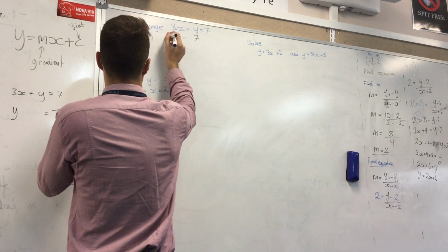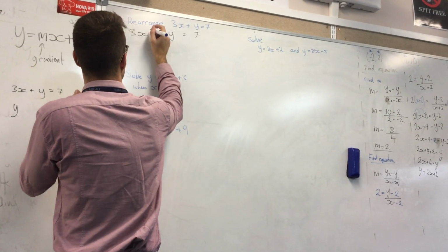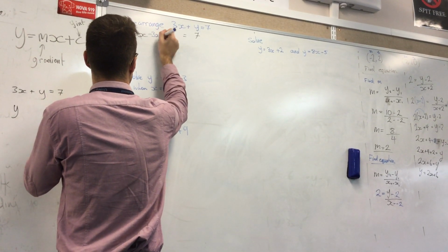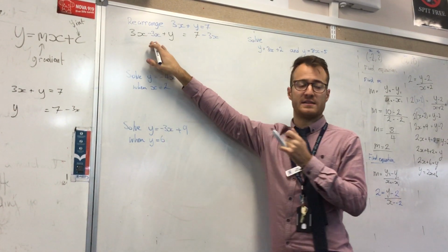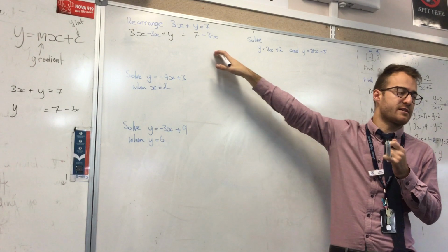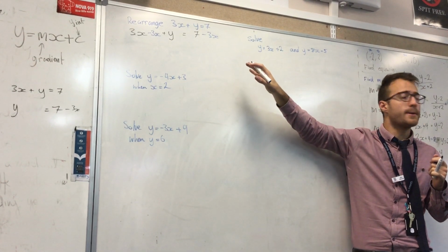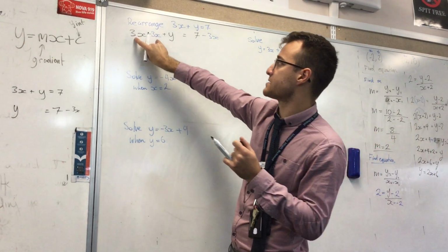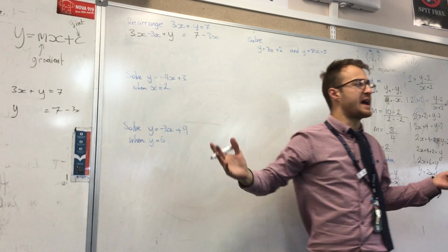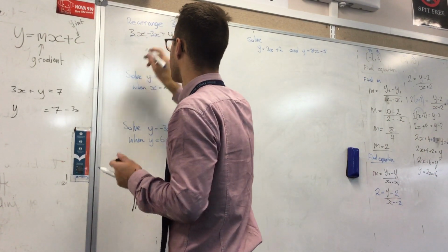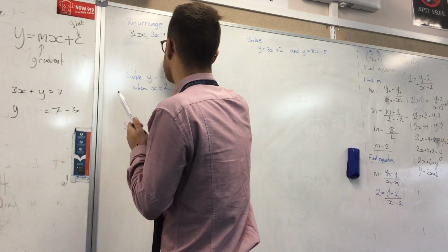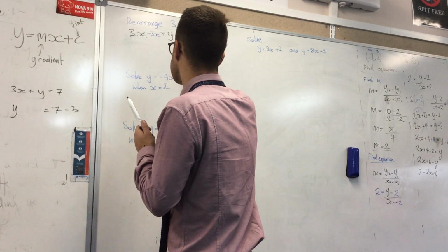Just going to make this a bit easier for me to fit it all in. So we've taken 3x on the left-hand side. Let's take 3x on the right-hand side. Okay? What's going to happen to these? Cancel out. Yeah, they're going to cancel out. 3x take 3x is 0. So I'm just going to put a dashed line through them. And that'll give us y equals 7.